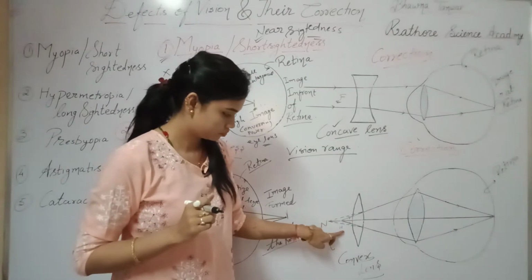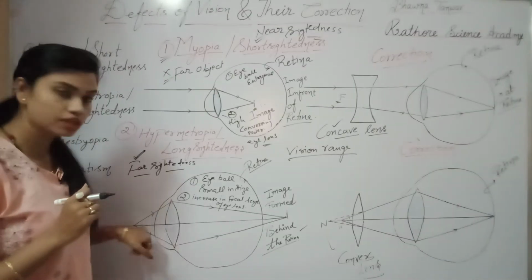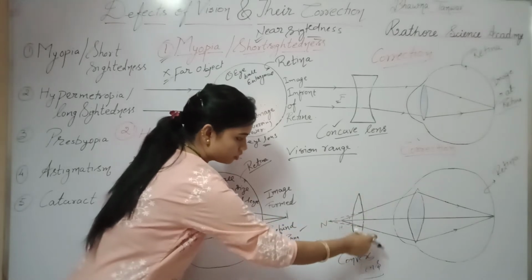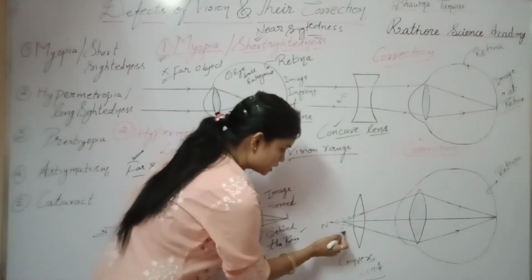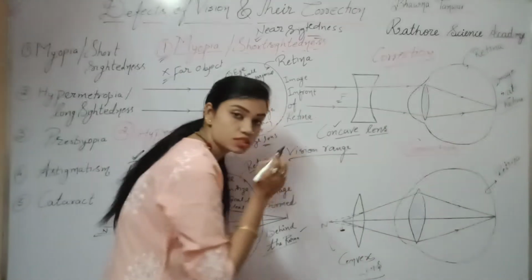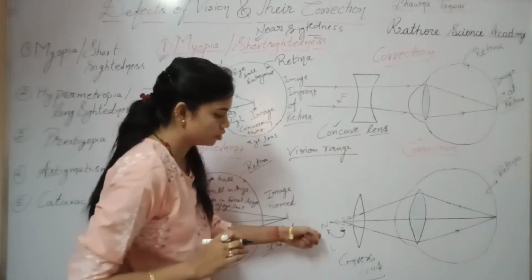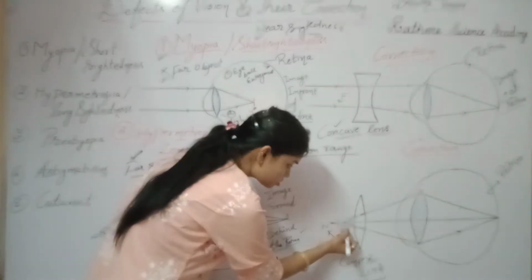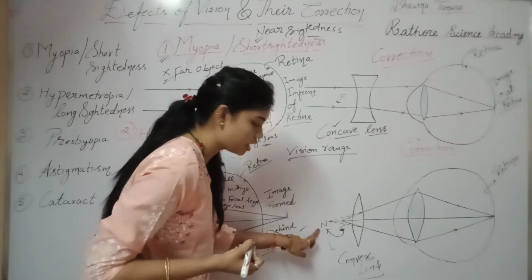Here is your first object, that is N dash, from where the light ray will come. What we have done, we have kept a convex lens here. So what happened? This N dash point, this object, this convex lens form a virtual image of this object at point N. This convex lens forms a virtual image of N dash at point N.